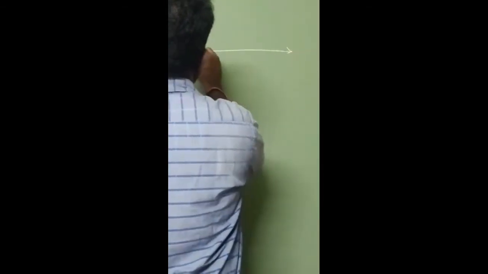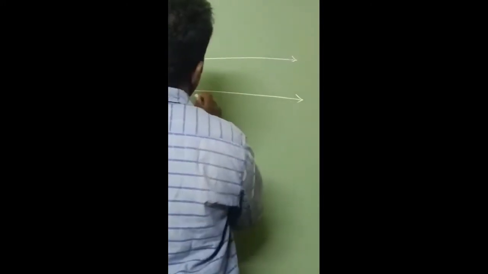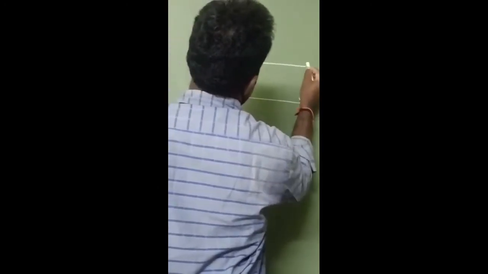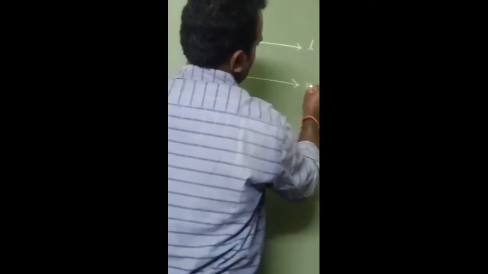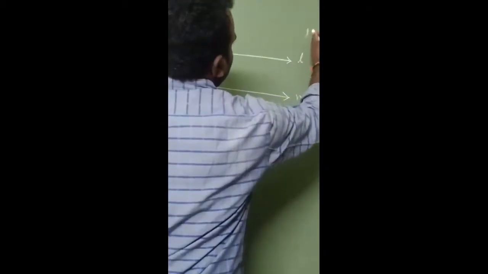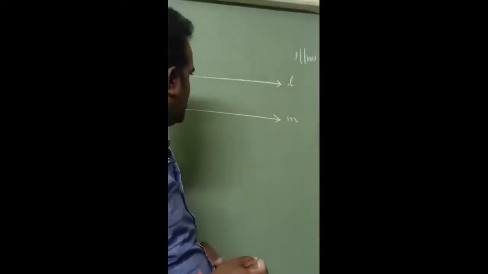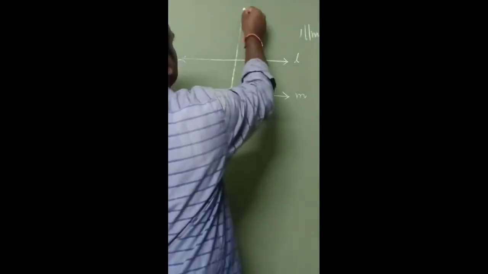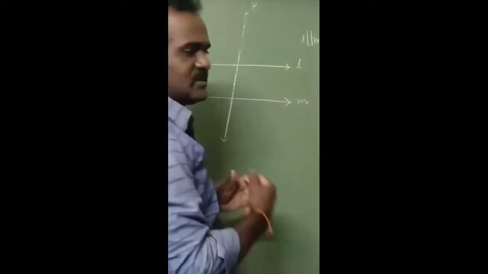This is one line. This is another parallel line. This line is L, this is M. So these two lines are parallel lines. L is parallel to M. And another line, the transversal. This is the transversal. P is the transversal.